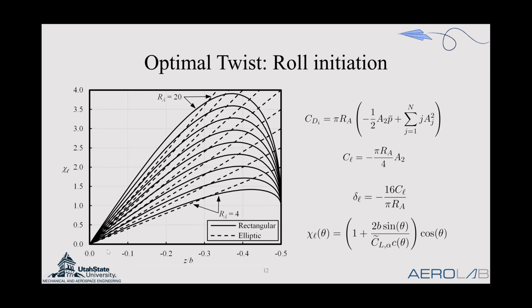I've only shown one wingspan here for our normalized twist distribution. I've shown for various rectangular wings of various aspect ratios what that looks like. Then I've also included on here what it would look like if we had an elliptic planform. And very interesting here, if we have an elliptic planform, the shape of our twist distribution is just going to be a linear variation in twist. We want the twist to vary in a linear fashion from the root up to the tip for elliptic planform wings, and that will generate minimum induced drag during our roll initiation maneuver.